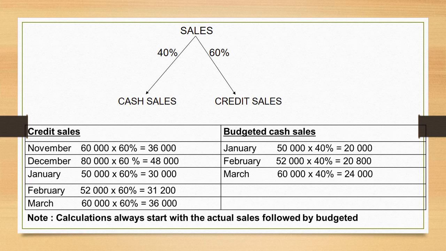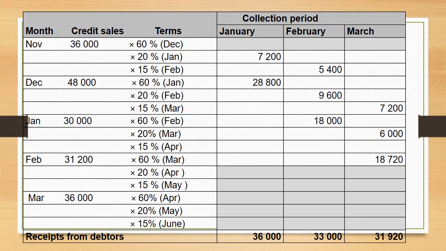And then in January, you take that 50,000 total sales, you multiply by 40% to get our cash sales. This 20,000 is cash sales, and then 30,000 is our credit sales. And then in February, you do the same thing up until you reach March. And then this total cash sales of this month, I'll show you when we keep on moving on where you're going to put them. Now, let's look at our debtors collection schedule.